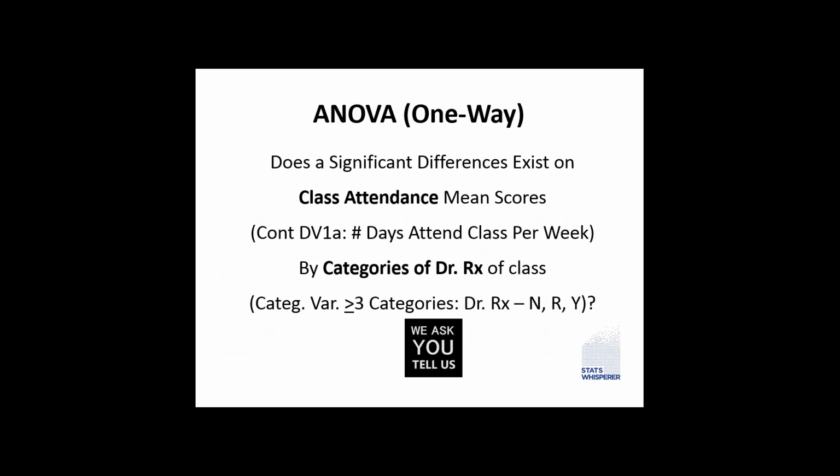Okay, so what is it going to tell us? What we're asking, and SPSS is going to tell us, is does a significant difference exist in the mean scores of attendance for people in the categories of doctor not prescribing meditation classes, recommending meditation classes, and prescribing meditation classes? So we have 3 groups. Do they have a different rate of attendance among them? And who's different than whom?